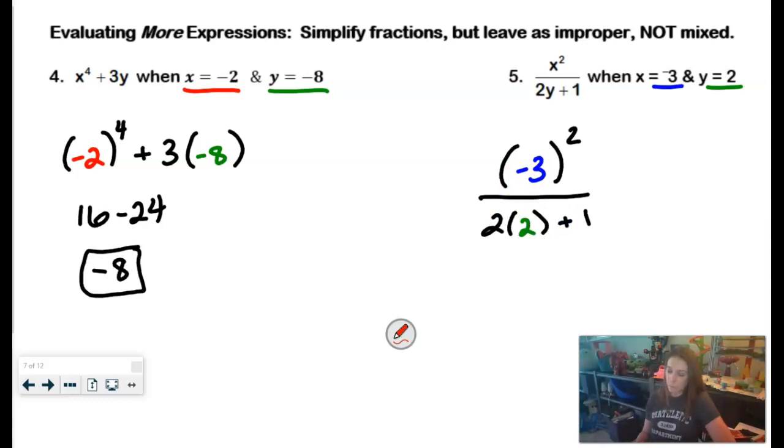Now here, a word of warning. If you were to use your calculator and you type it in like you see it right now, you're going to get it wrong because it doesn't know that your denominator is one whole denominator. The numerator's fine because it is just one number. Negative 3 squared, it knows that as a singular unit. But you would have to use parentheses on your calculator like this. After you hit the division sign, you'd have to hit parentheses 2 times 2 plus 1.